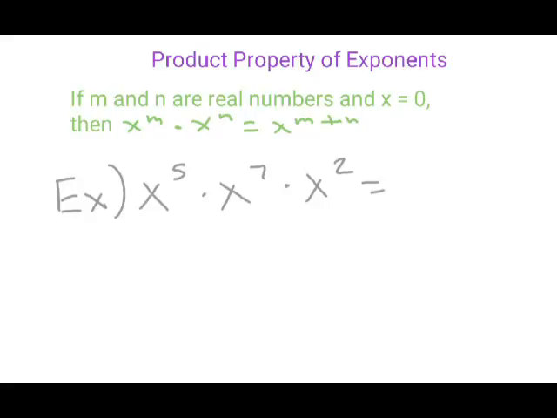The example is x to the 5th times x to the 7th times x to the 2nd. Because our factors are all x's, then all we have to do is add the 5, the 7, and the 2. We add those three numbers together, you end up getting x to the 14th as your answer.